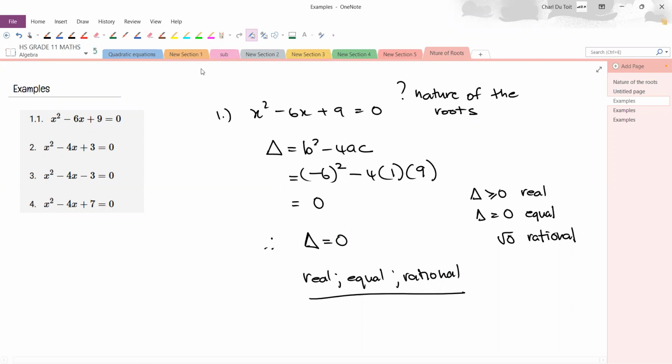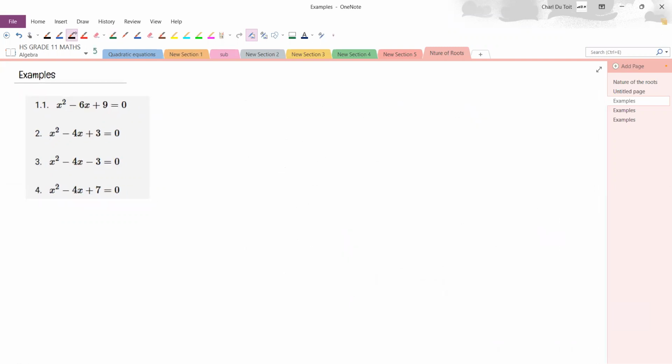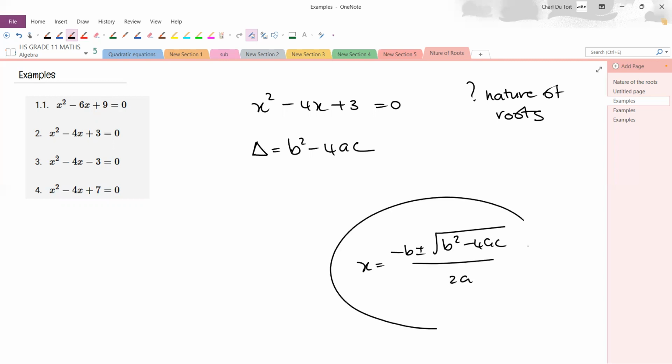Okay, what we're going to do, we're going to just do a couple of them, just to get a feel of how to do it. So the next one is x squared minus 4x plus 3 equals 0. What is the nature of the roots? Delta equals b squared minus 4ac. Remember that you got that formula: x equals minus b plus minus the root of b squared minus 4ac over 2a. That underneath that root is just the discriminant. That's the nature of the roots.